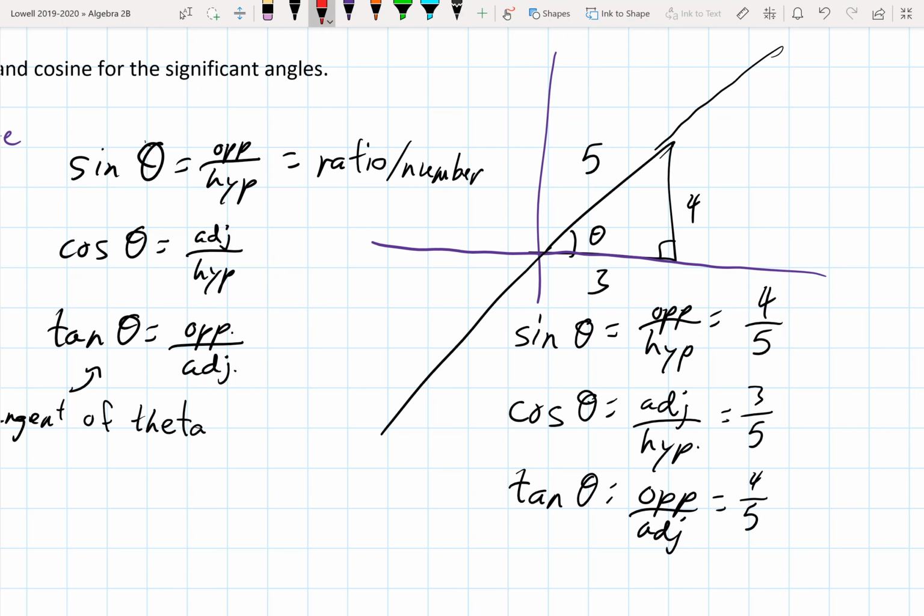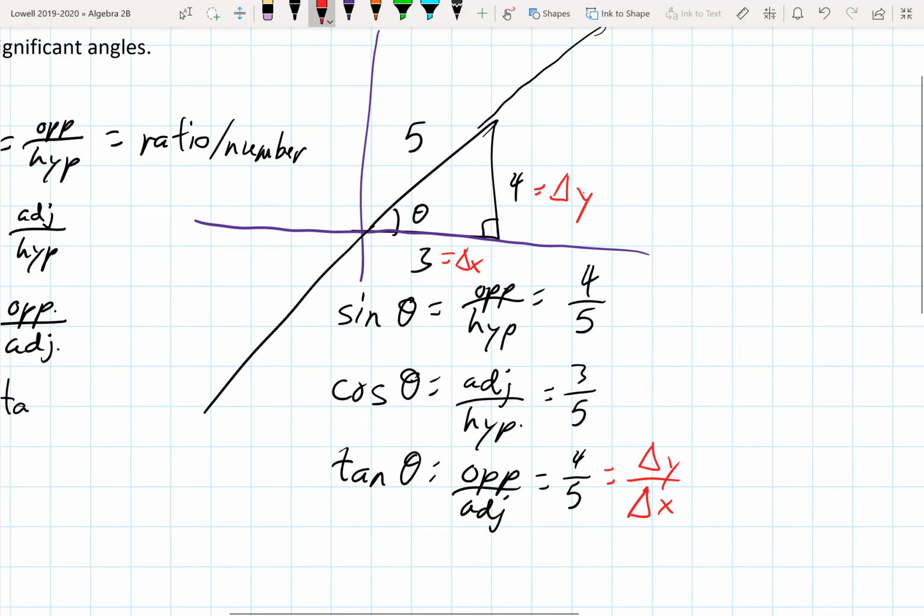This would mean that your 3 is essentially your delta x, and your 4 is equal to your delta y. If that's the case, then this is delta y over delta x, which is the slope, rise over run. And so really, tangent of theta is another way of identifying the slope of this line with a certain angle off the horizontal. That is actually going to come up later as well, so hang on to that for now.